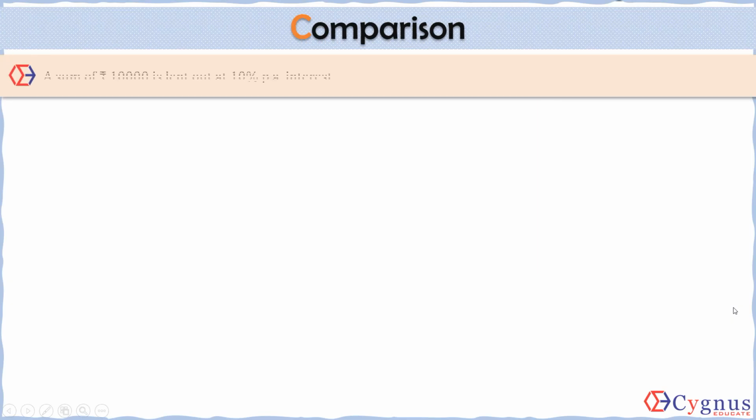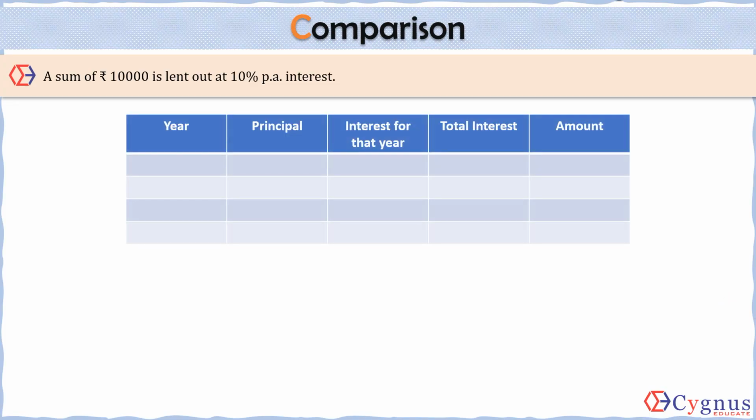Now let's take a case here. A sum of 10,000 is lent out at 10% per annum interest. Let's take the case of simple interest first. I'll take interest year by year. This is the first year. Our principal is 10,000. Interest for that year, 10% of 10,000, will give you 1,000. So the total interest will become 1,000 and the amount payable at the end of the year will become 11,000.